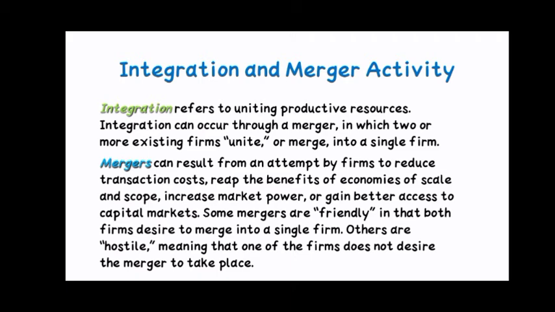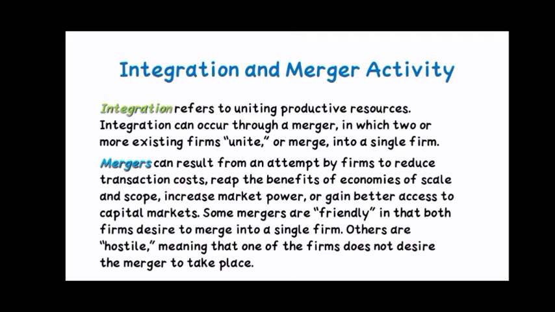Integration and merger activity. Integration refers to uniting productive resources. Integration can occur through a merger in which two or more existing firms unite or merge into a single firm. Mergers can result from an attempt by firms to reduce transaction costs, reap the benefits of economies of scale and scope, increase market power, or gain better access to capital markets. Some mergers are friendly in that both firms desire to merge into a single firm. Others are hostile, meaning that one of the firms does not desire the merger to take place.